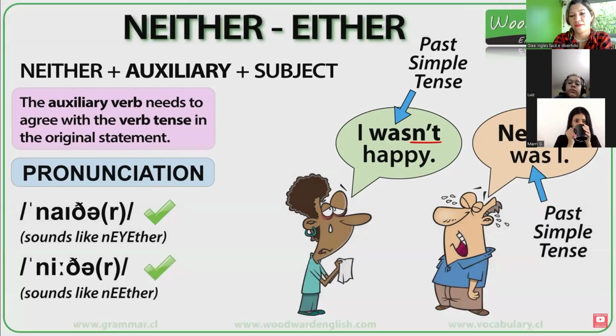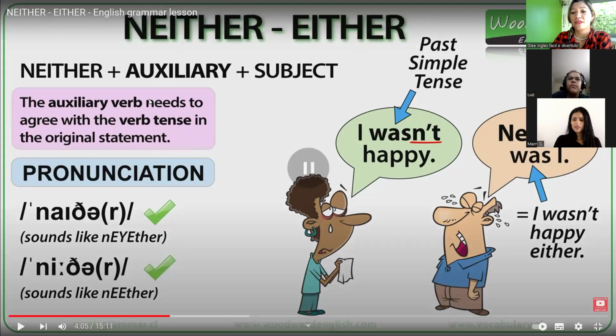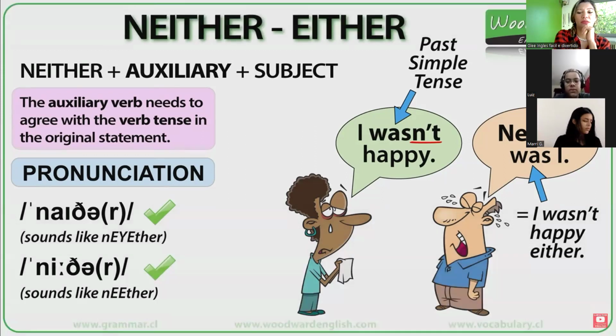Both sentences are in the past simple tense. Neither was I means I wasn't happy either. Vocês têm duas formas de falar, eu também não estava feliz, né? Negando. I wasn't happy either. Ou neither was I. Um dos dois. Okay? Okay, Luis, following? So the complete interaction is, I wasn't happy, neither was I.